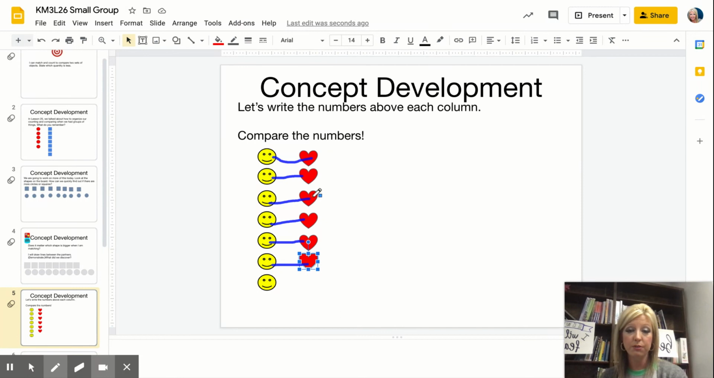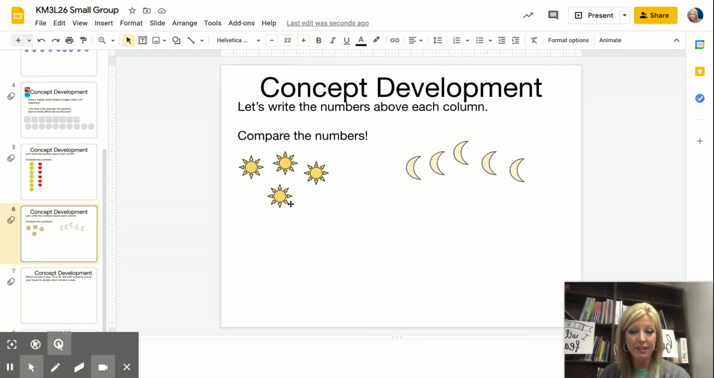So how many hearts did I have? 1, 2, 3, 4, 5, 6. Well, if I have 6 hearts, how many smileys do I have? This is 6, so 7. 7 is more than 6. Or we could say 6 is less than 7.